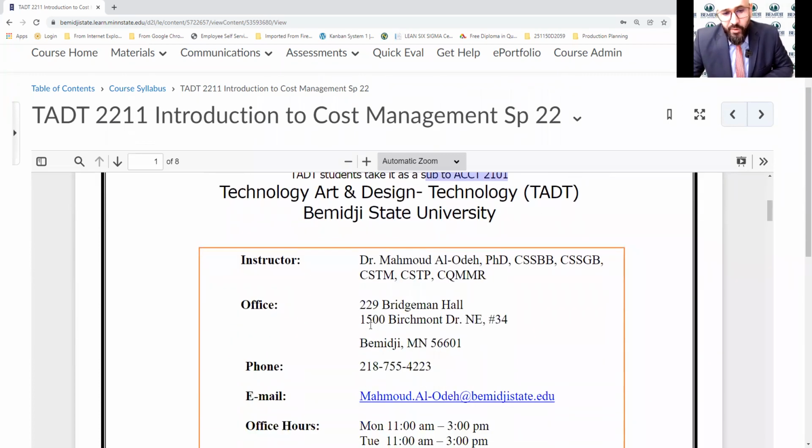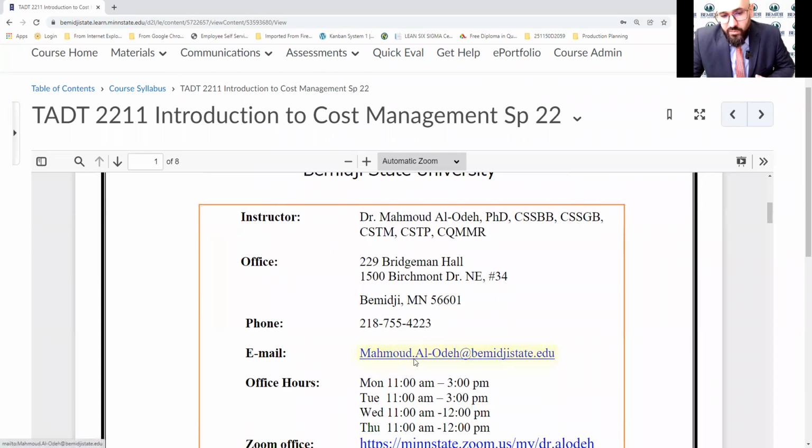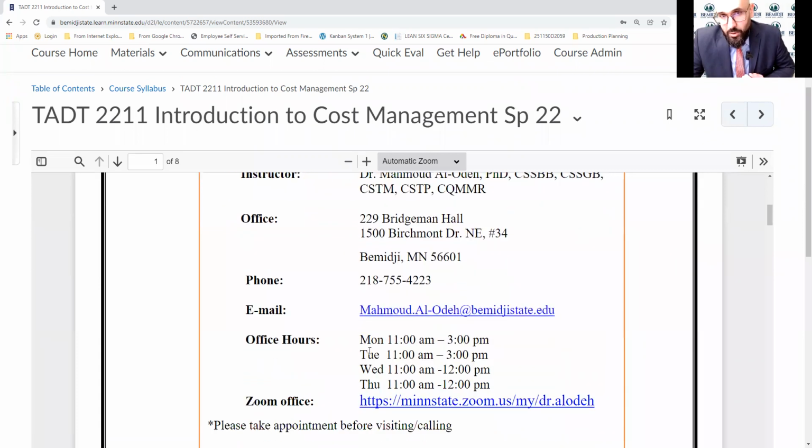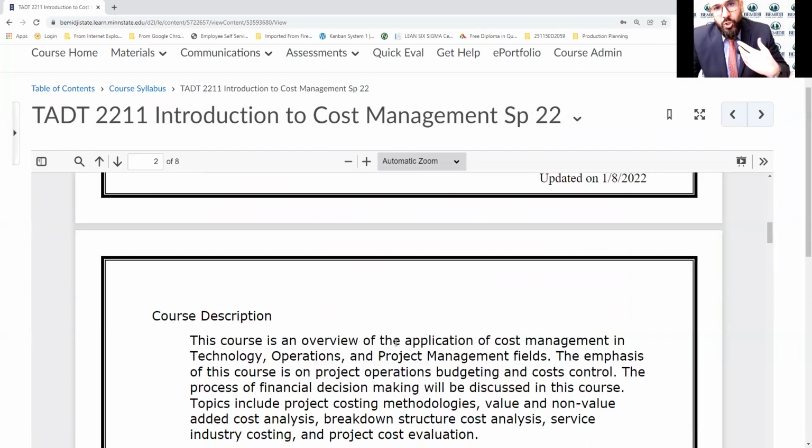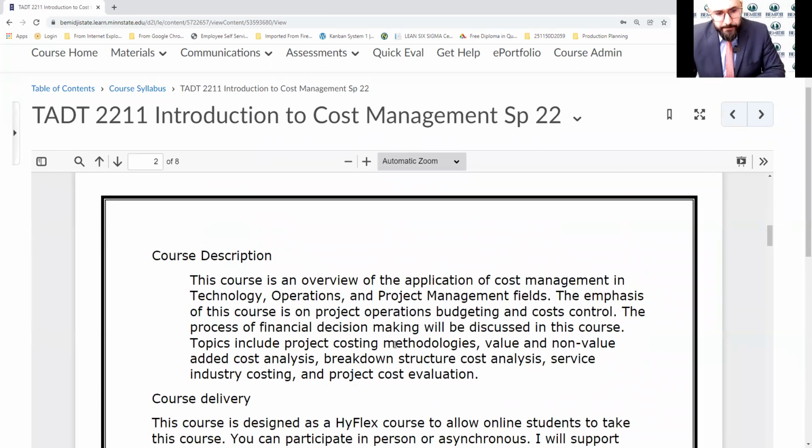On the first page, you will see my information right there, including the email address, phone number, and the office hours. So I am available whenever you have a question. Meet with me on Monday 11 to 3, Tuesday 11 to 3, Wednesday 11 to 12, and Thursday 11 to 12. If you can meet with me face-to-face in person, that's fine. Or you could use the Zoom link that I provided here to meet with me via Zoom. This way we could share screens with each other.